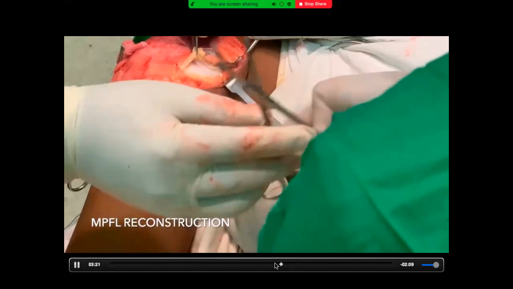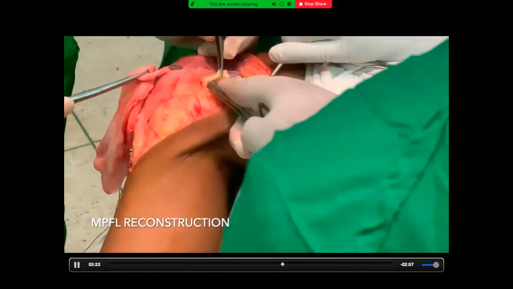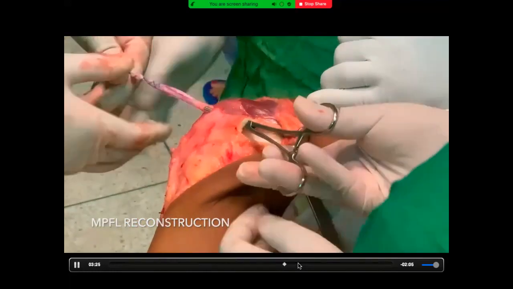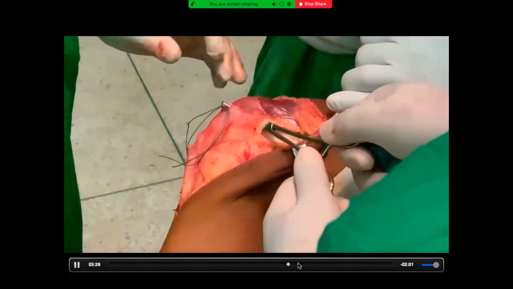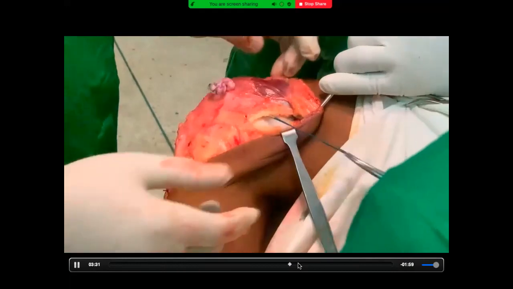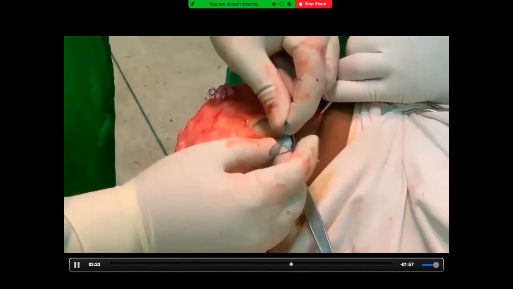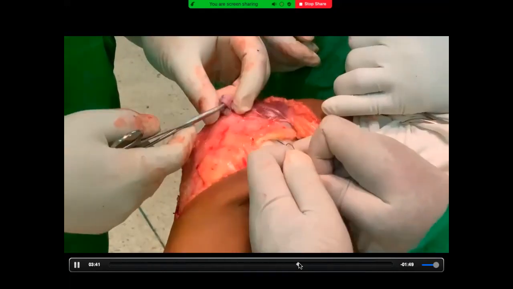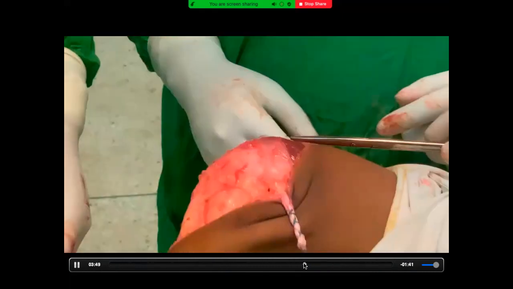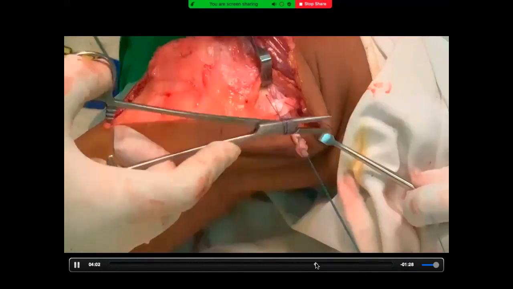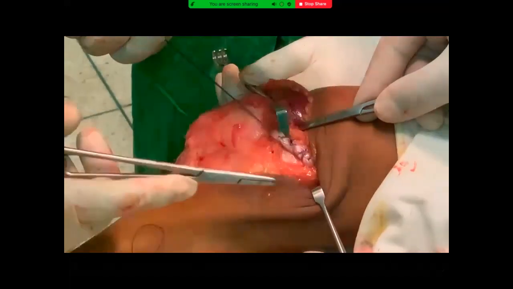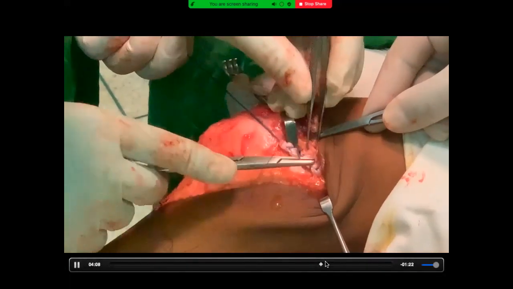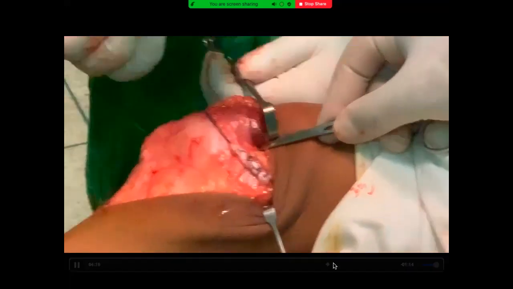We do the superficial quadriceps flip technique, and as we cannot do bony procedures, we cannot do bony tunnels. The Schöttle point procedure, which we do in adults, is not possible in this case, and we tie this MPFL graft onto the adductor tendon like this, and we suture the redundant graft again with the adductor tendon.